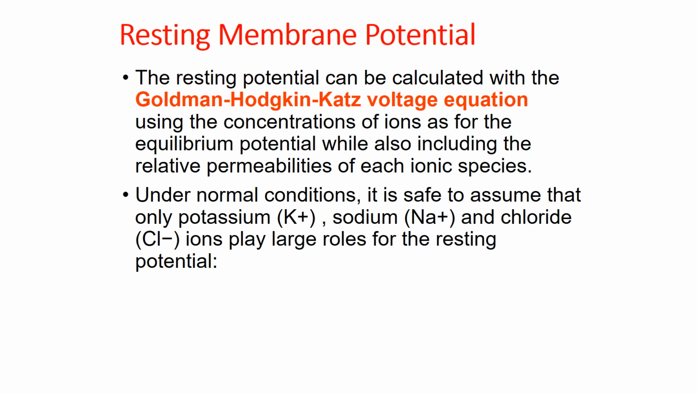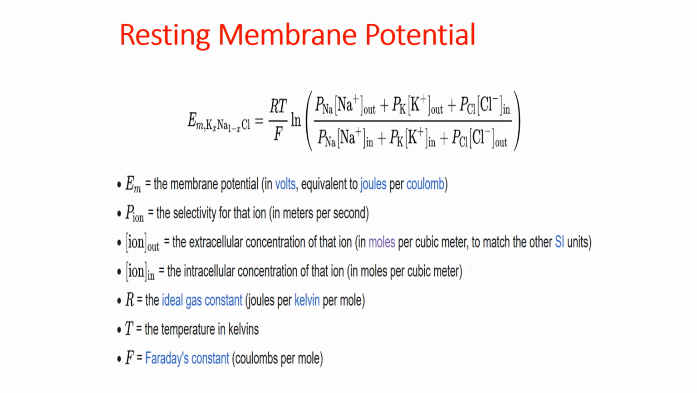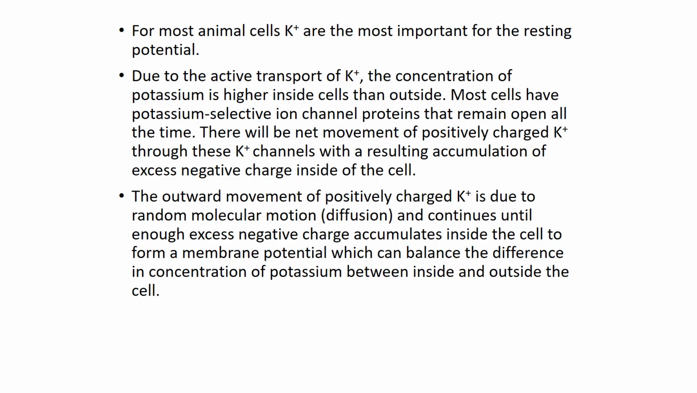as for the equilibrium potential while also including the relative permeabilities of each ionic species. Under normal conditions, it is safe to assume that only potassium, sodium, and chloride ions play large roles for the resting potential. There is no need to cram these equations, just know that it exists and can be used if necessary. For most animal cells, potassium ions are the most important for the resting potential.